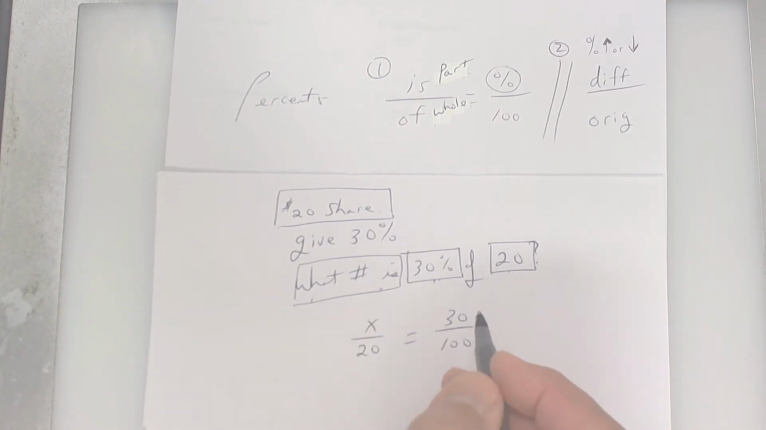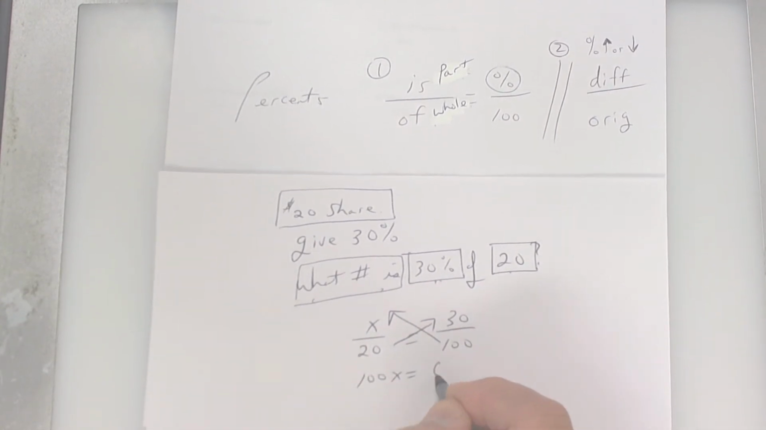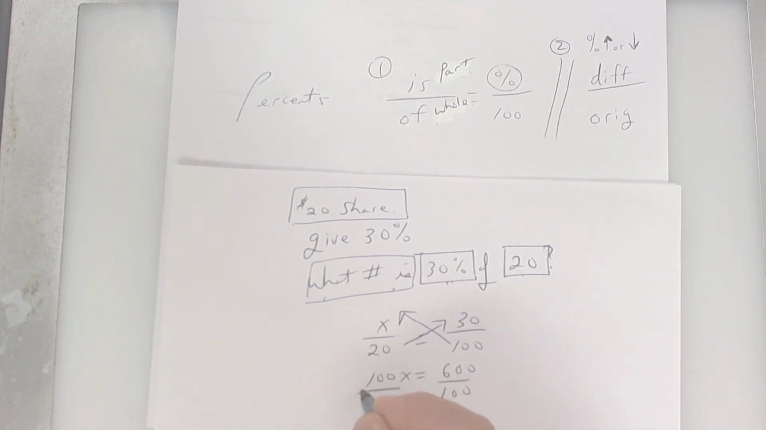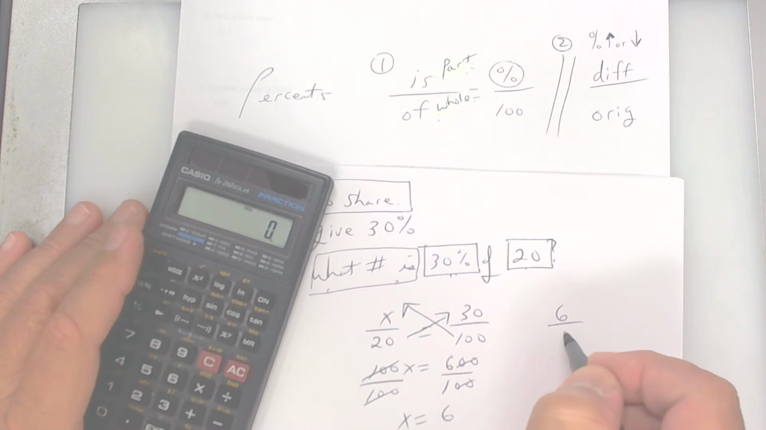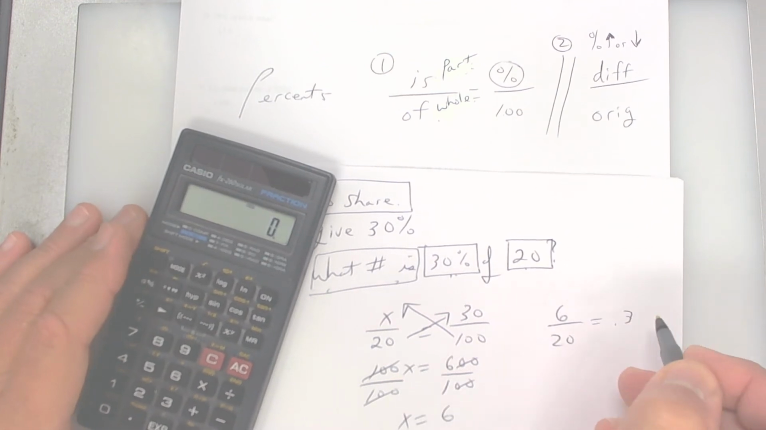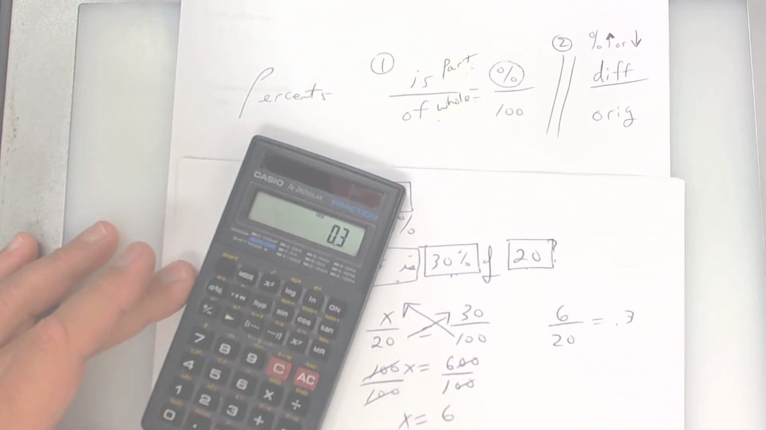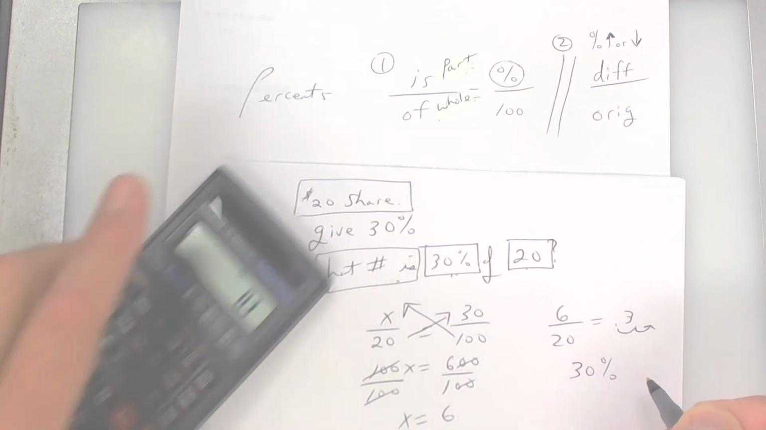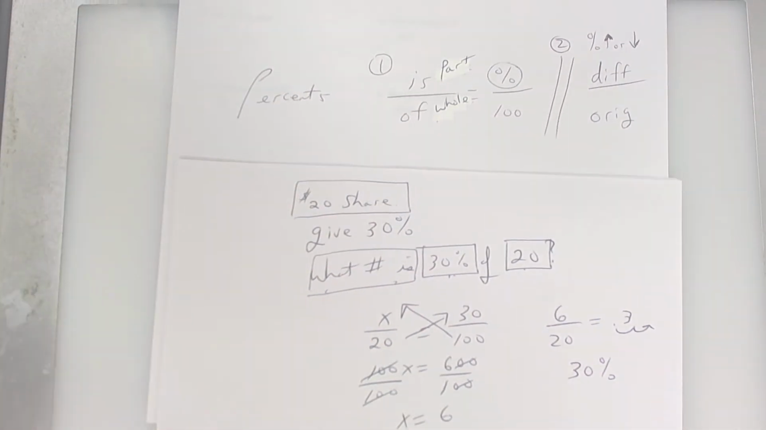So we're going to go ahead and cross multiply. So you're going to get 100x is equal to 600, and then you're going to divide by 100, and when you do, these zeros cancel out and you get $6. Okay, let's see if that's right. Let's take 6 over 20 and see if we get 0.3. So 6 divided by 20, and I get 0.3, and if you move it over this way, you get 30%. Okay, so it's part over whole. That is correct. So make sure you memorize that formula right there.